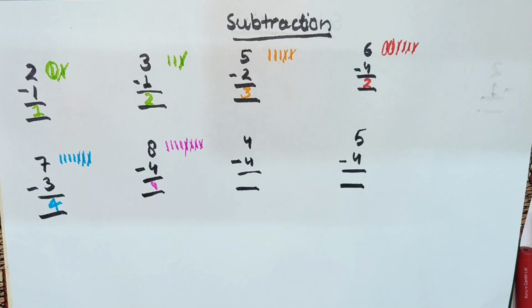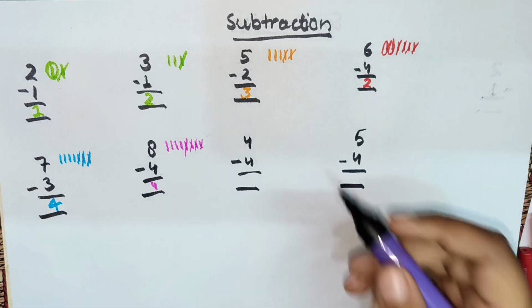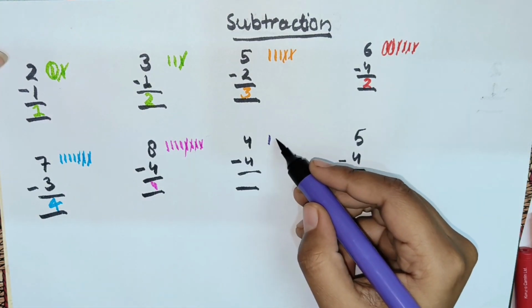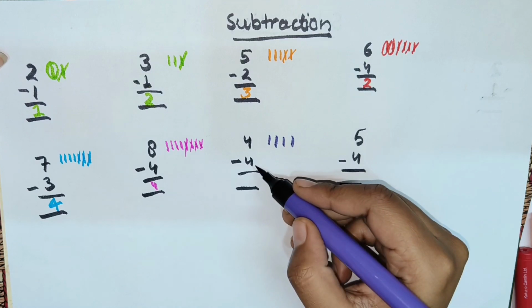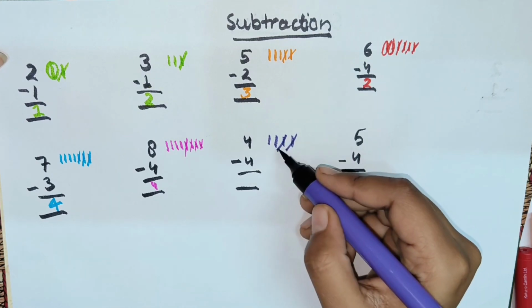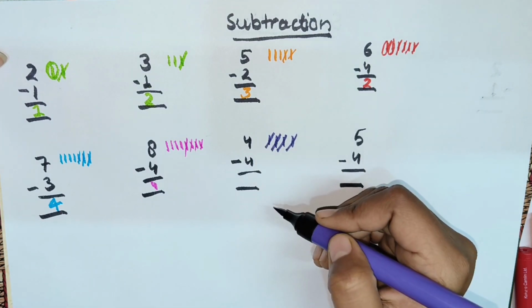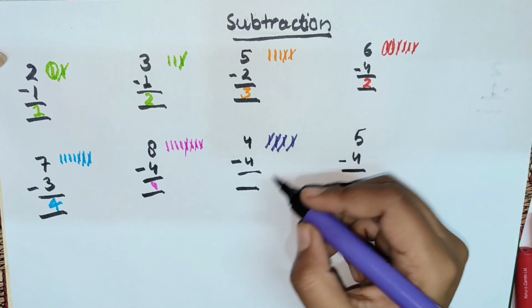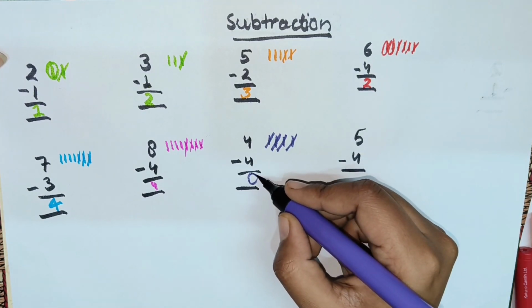Next is 4 minus 4. So what do we have to do? We just have to draw 4 lines in front of the upper 4. 1, 2, 3, 4. How many lines do you have to cut? 4. 1, 2, 3, 4. How many lines are left? 0. There is no line. So the answer will be 0.